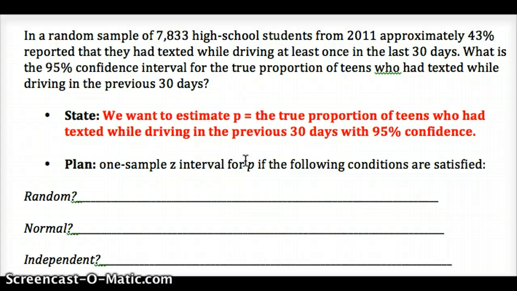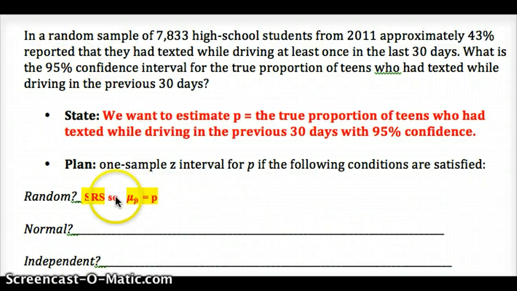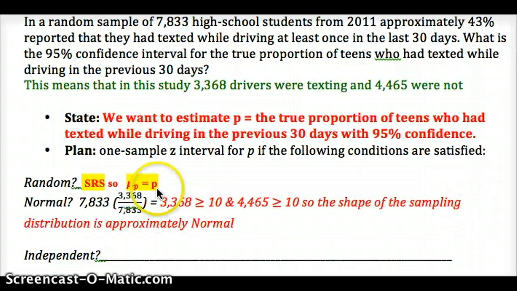So let's check conditions. Random: yes, we have a random sample. So we know the mean of the sampling distribution of p hat will equal the true mean. Normal: well, remember that trick we looked at. 43% of 7,833 means that 3,368 were drivers that were texting. So our sample size times the proportion, those two numbers cancel, right? Because our sample size is also in the denominator.